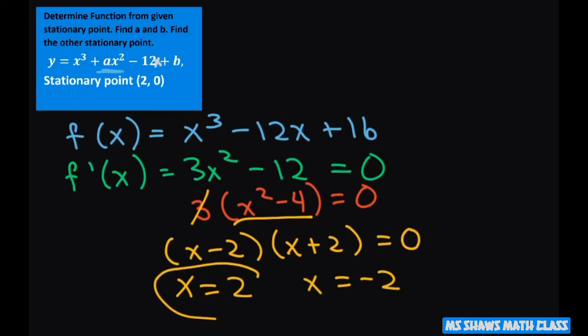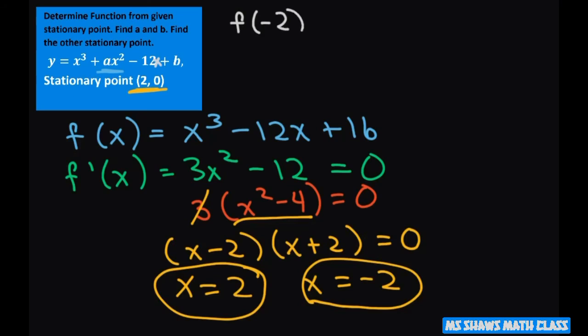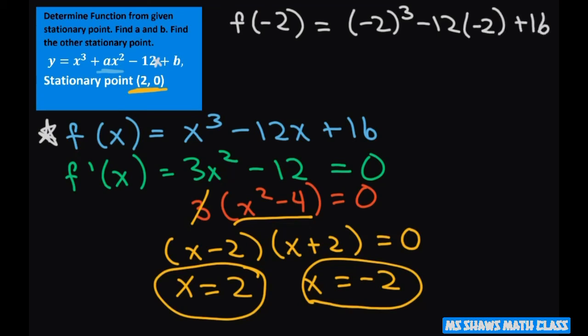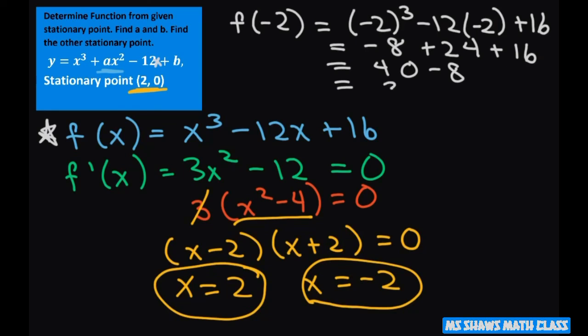Now we already knew one of our stationary points was x equals 2. But what about the negative 2? So let's find the actual point. So we're going to plug in f of negative 2 into our new equation here. So that's going to be equal to negative 2 cubed minus 12 times negative 2 plus 16. So this gives me negative 8 plus 24 plus 16, which is really 40 minus 8, which gives me 32.